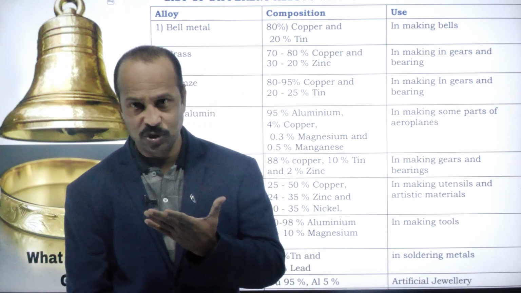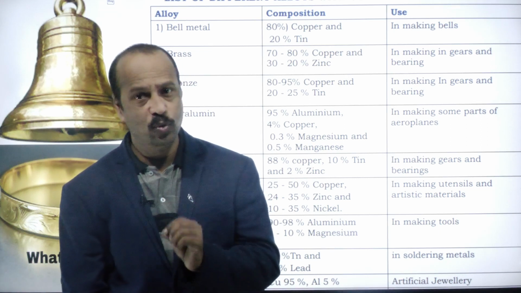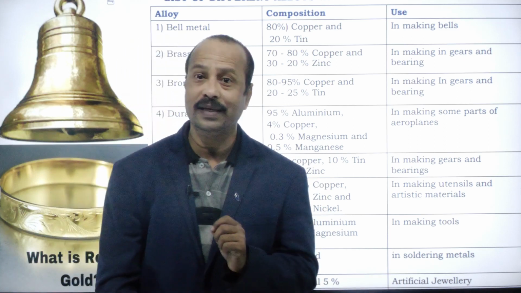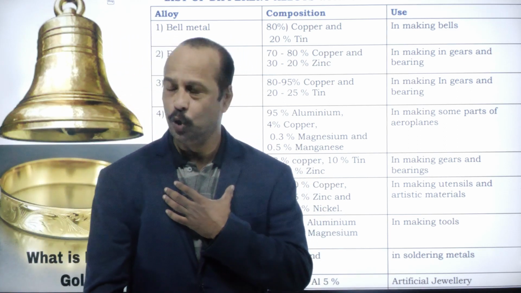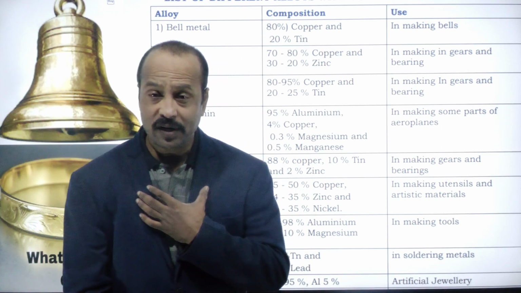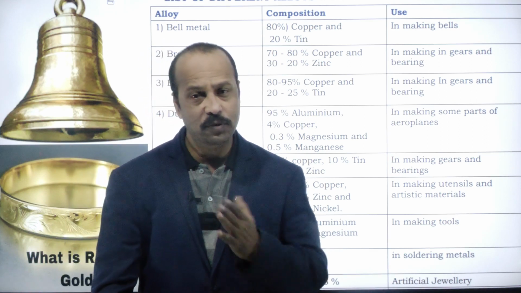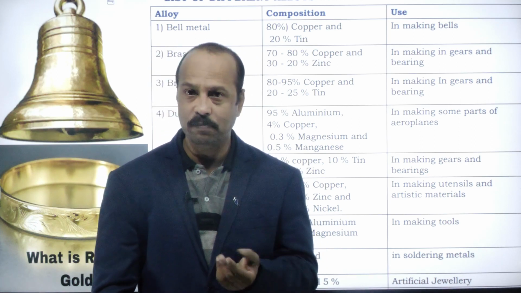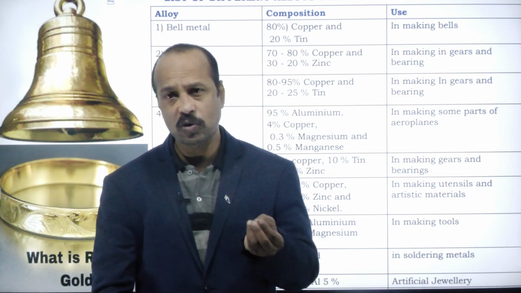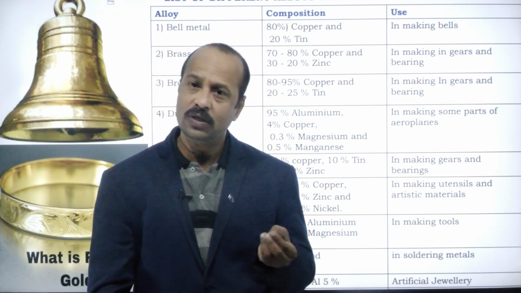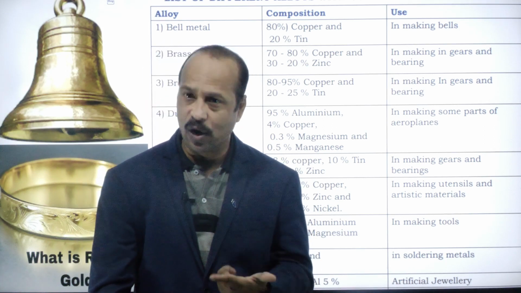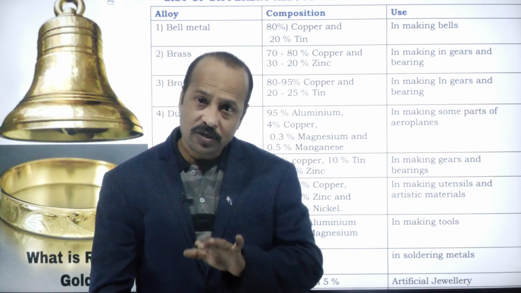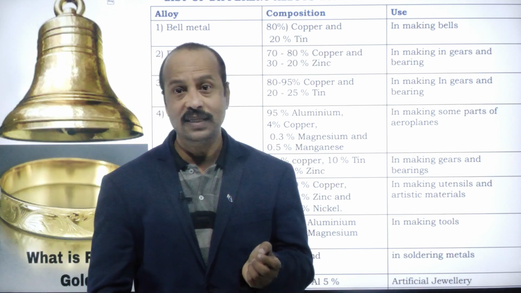Even you see gold ornaments. 24 karat gold is considered pure gold. But can we use pure gold in making ornaments? No, we cannot use 24 karat pure gold in ornaments, because we mix it with some other metals like copper, silver, and other metals in small quantities. So they make an alloy, right? That combination of metals, or of metals and non-metals, is called an alloy.